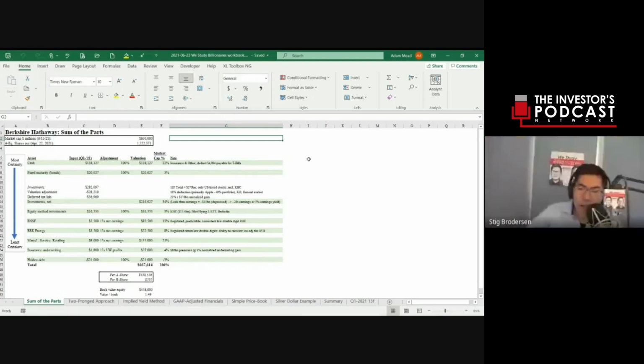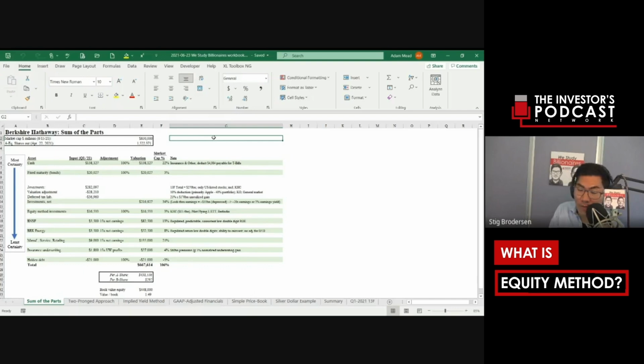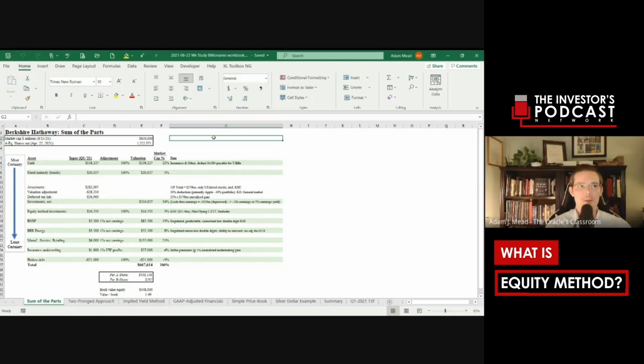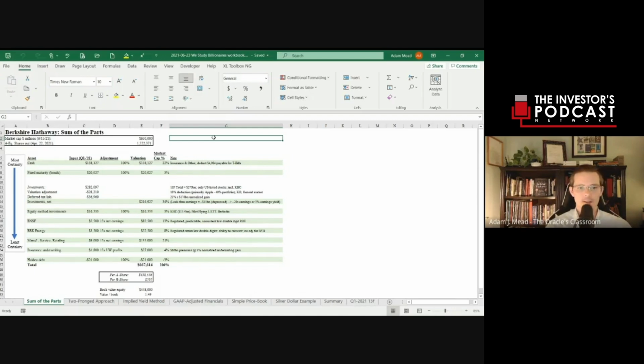So yeah, and if you could just, for those of us who are not too proficient in accounting, whenever you say equity method, what does that mean? Sure. No. So equity method. There's sort of three basic ownership levels of a corporation.